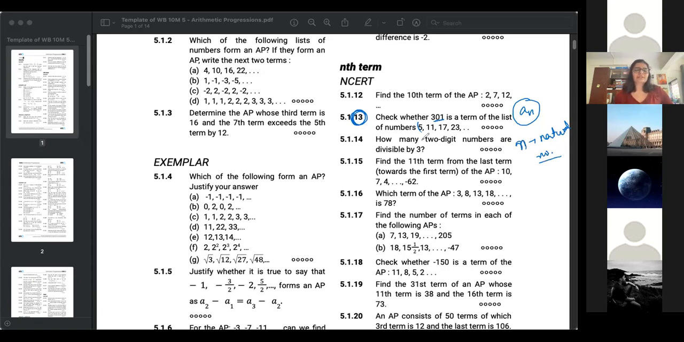Is 301 a term of this list? Yes, no. Aditya has already found out. Okay. Yeah, I'll also solve it with you guys. Oh, Dhruv, Elena also got the same thing. Neat also got it. Okay.